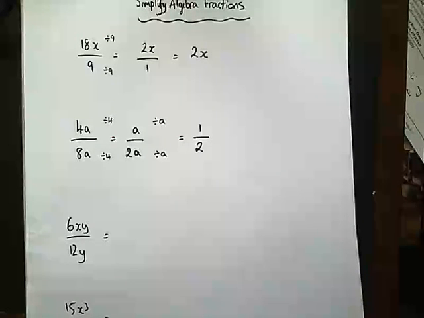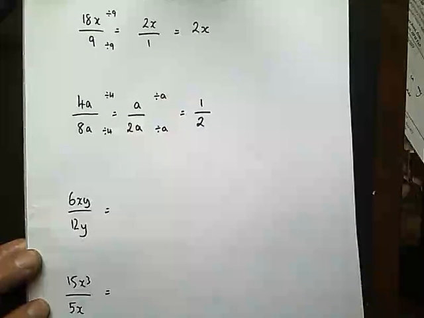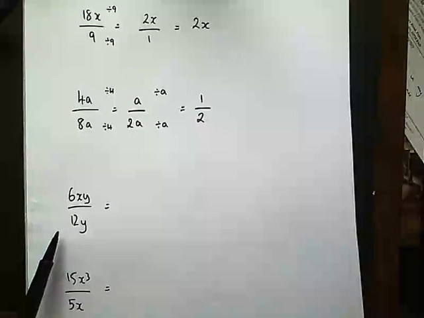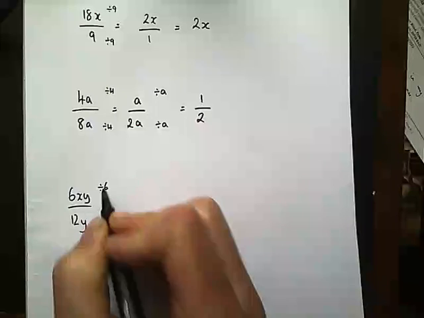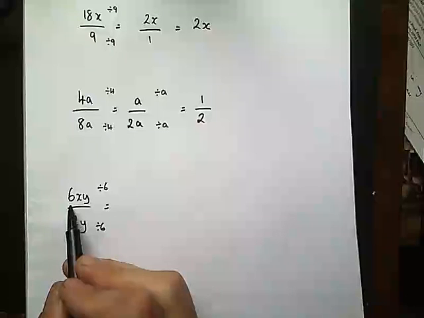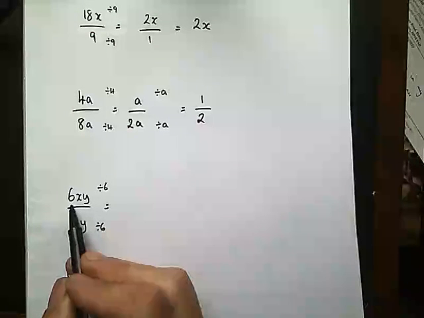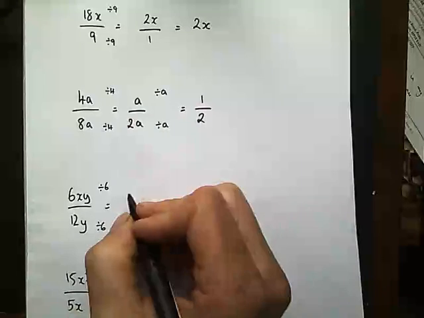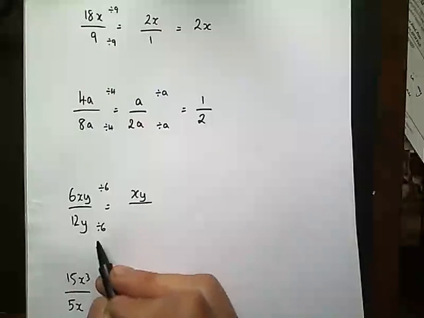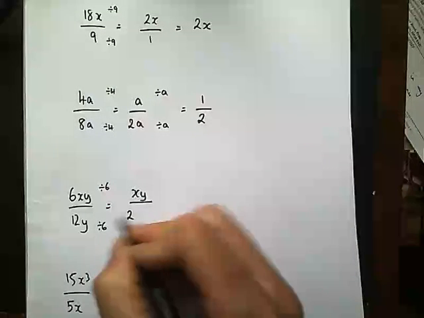Let's have a look at the third example. 6xy divided by 12y. So I'm trying to cancel out, divide by common factors. Let's look at 6 and 12 first. Let's look at the numbers. They're both in the 6 times table, so we can divide them both by 6. And if I divide the numerator by 6, then the 6 will cancel out and become a 1, but that's just 1xy. So I just write xy. Divide the bottom by 6, well 12 divided by 6 is 2, and I'm left with my y.